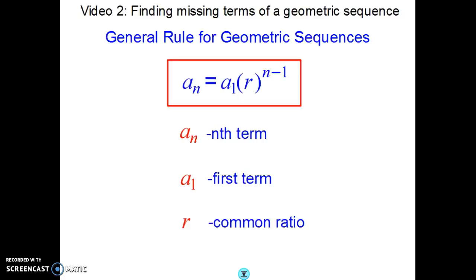In this video, we'll be looking at how to find missing terms in a geometric sequence. Now, just like with arithmetic sequences, we have a general form or rule for geometric sequences. That rule is a sub n equals a sub 1 times r to the n minus 1. Those different pieces are a sub n means the nth term, a sub 1 means the first term, and r is the common ratio between terms.